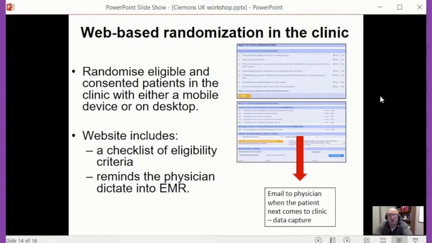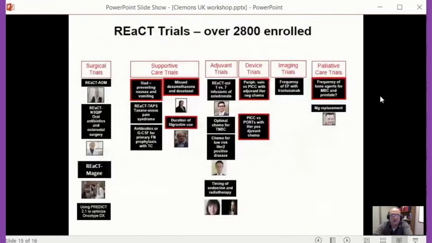The other thing is we do not bring patients back for trial defined visits. Visits are all done as per standard of care. We've now enrolled close to 3,000 patients into these REACT trials. With a surgical audience, I put those to the left-hand side, but we've done supportive care, adjuvant trials, device trials, imaging studies, and palliative care studies.